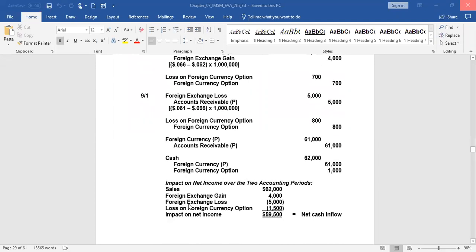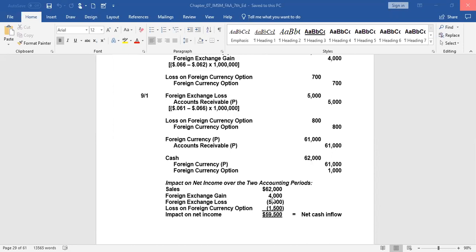So what is the effect on income? Well, when you use your option as a fair value hedge, it's really going to affect net income. Okay, when you use it as a cash flow hedge, it shouldn't have a huge impact on cash flow, or on net income. Sales are 62,000.